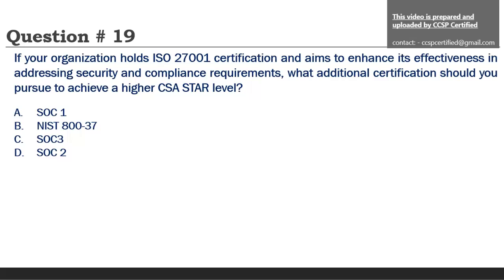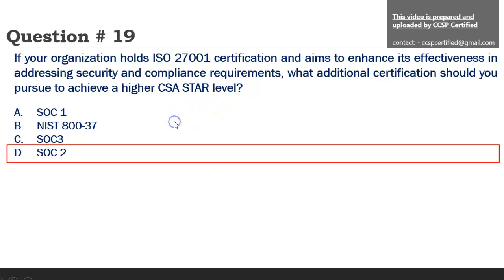So CSA STAR has three levels, level 1, level 2, level 3, and I have covered that in detail. In level 1 it is more like questions and answers you have to answer, which is known as CAIQ, and in level 2 you additionally have to go for certification. So there are two certifications mentioned in the CSA STAR. One is ISO 27001 and the second one is SOC 2.